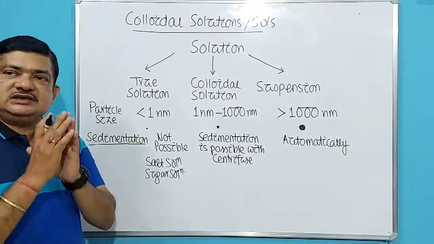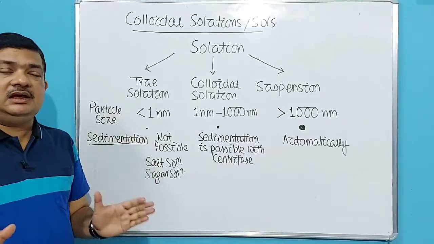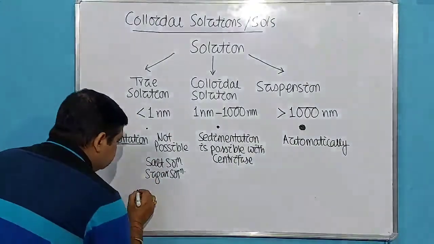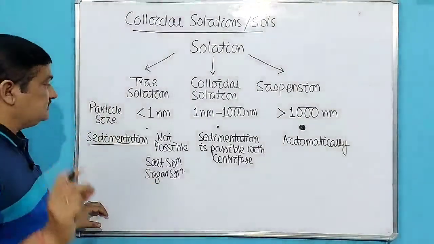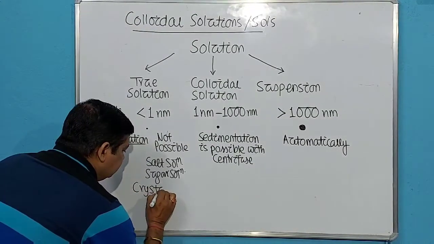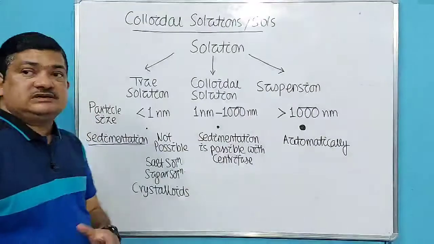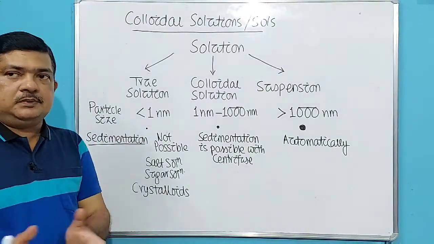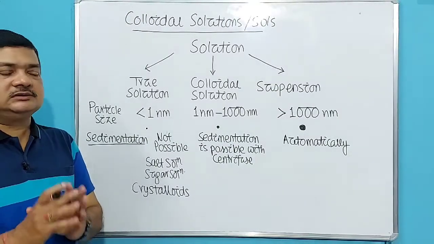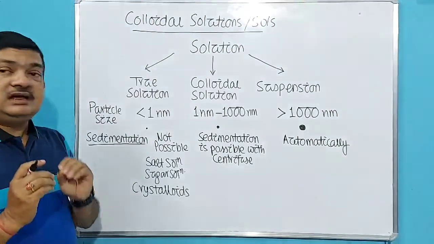Here the particle size is the smallest, that means less than 1 nanometer. That's why they form a homogeneous mixture or homogeneous solution. Those substances which form true solutions are known as crystalloids. A question can be asked, what are crystalloids? Those substances which form true solution, for example sodium chloride, table salt, sugar, are called crystalloids because they form true solutions.